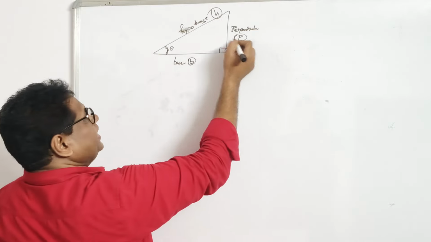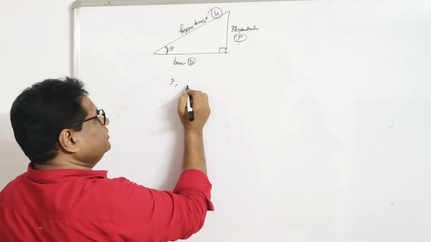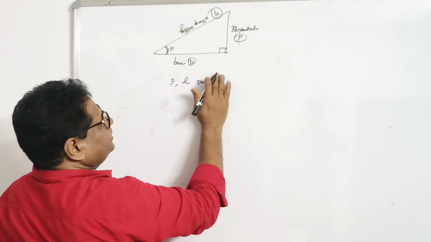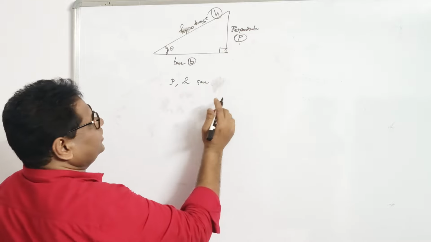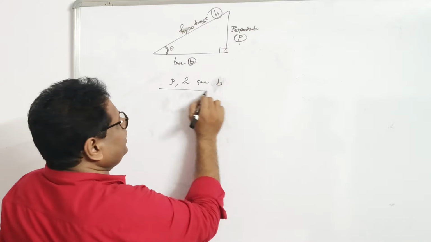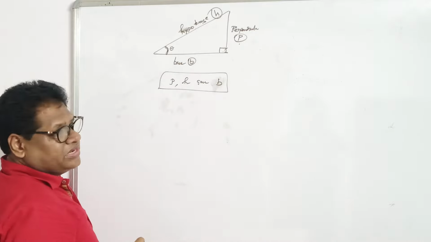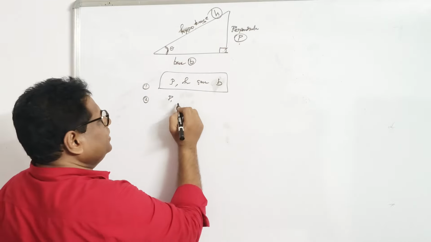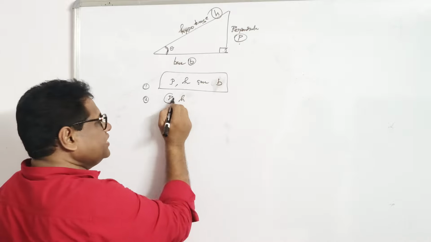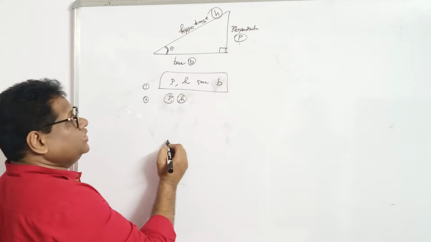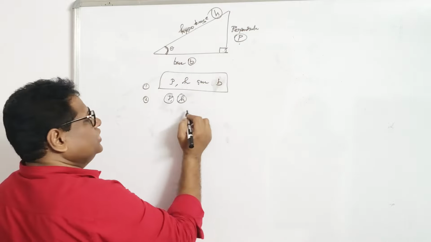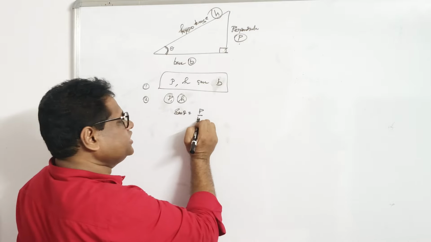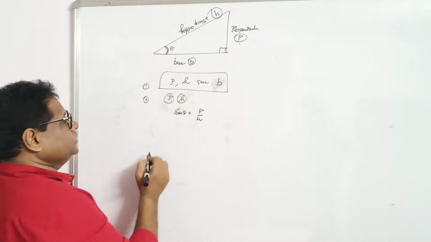Suppose perpendicular and hypotenuse are given. You have to find the base. You can use Pythagoras theorem. That's very well. But if P and H, one is given, the other you have to find out, and the angle theta is known, then you can apply the concept of sine theta, because sine theta relates perpendicular and hypotenuse.